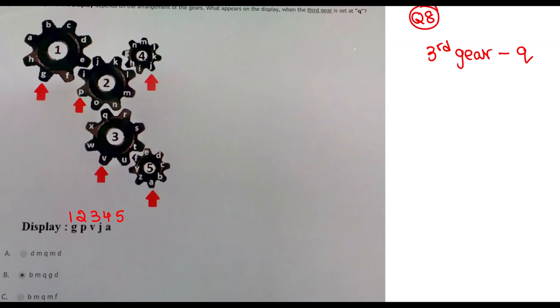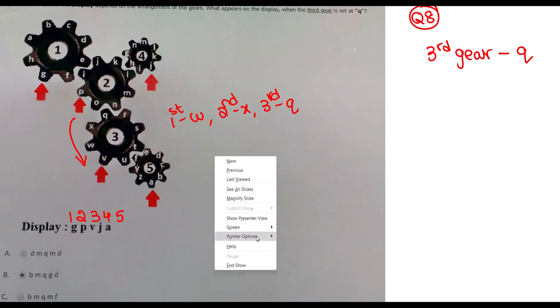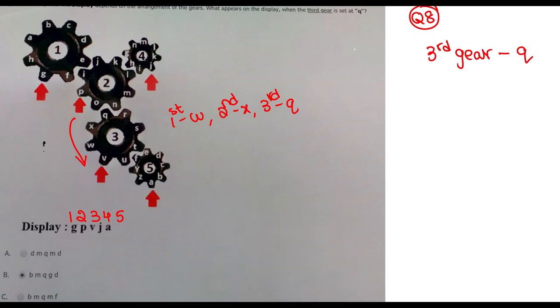Right now this is the situation, but when the third gear is at Q, I have to rotate this anti-clockwise. One step, W. Two steps, it will come X. Third step, I will get Q. Guys, you have to go three steps. I have to rotate anti-clockwise three times. Then Q came. Now listen, when this is anti-clockwise, how will this move? When this is turning like this, in which way will it move? When this is anti-clockwise, this will be clockwise.